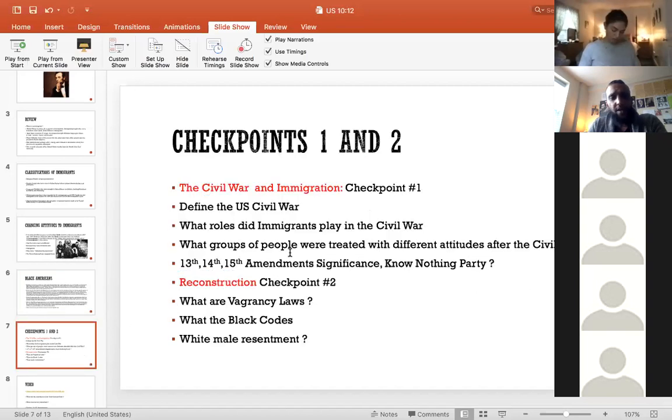So the 13th, 14th, and 15th Amendments, we're going to go over them in a minute. So checkpoints 1 and 2. Let's look at checkpoints 1 and 2. If we go to Summit, find Summit real quick, and I'm going to share with you that way if you have any questions about what's going on in Summit. Okay, all right, let me share screen with you for Summit.